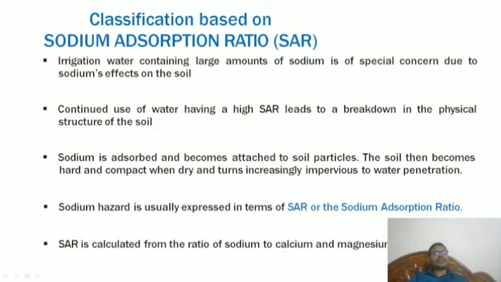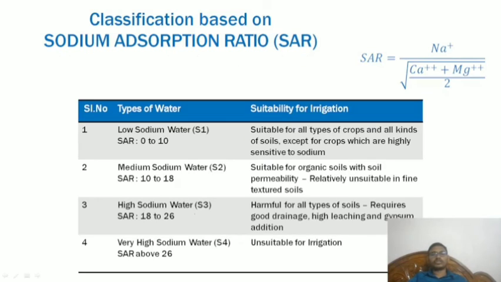Now, as I discussed, there is SAR, sodium absorption ratio. Water that contains a large amount of sodium is of special concern due to the effects of sodium on the soil. Sodium hazard is usually expressed in terms of SAR, or sodium absorption ratio. In terms of SAR, the water is also classed as low, medium, high, and very high. Low and medium are suitable for most soils, high means harmful for all types of soils, and very high means completely unsuitable. The ranges are 0 to 10, 10 to 18, 18 to 26, and above 26.